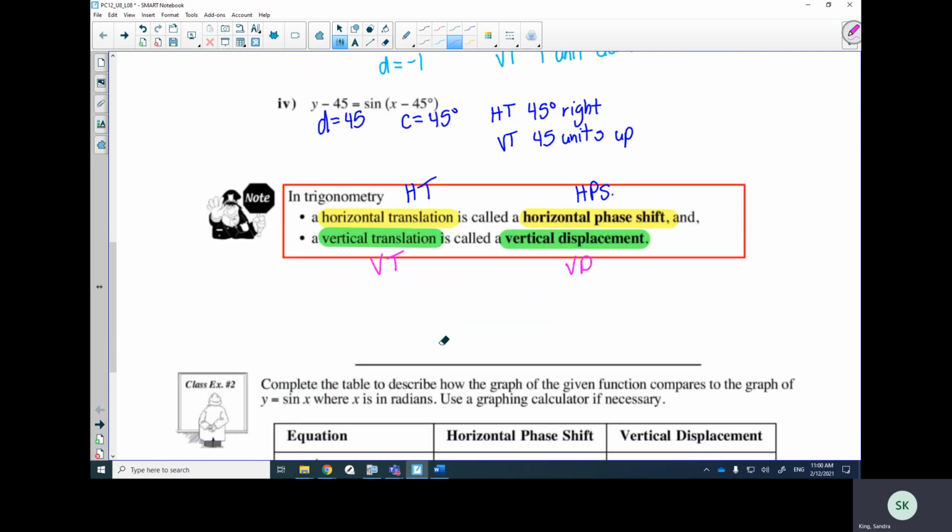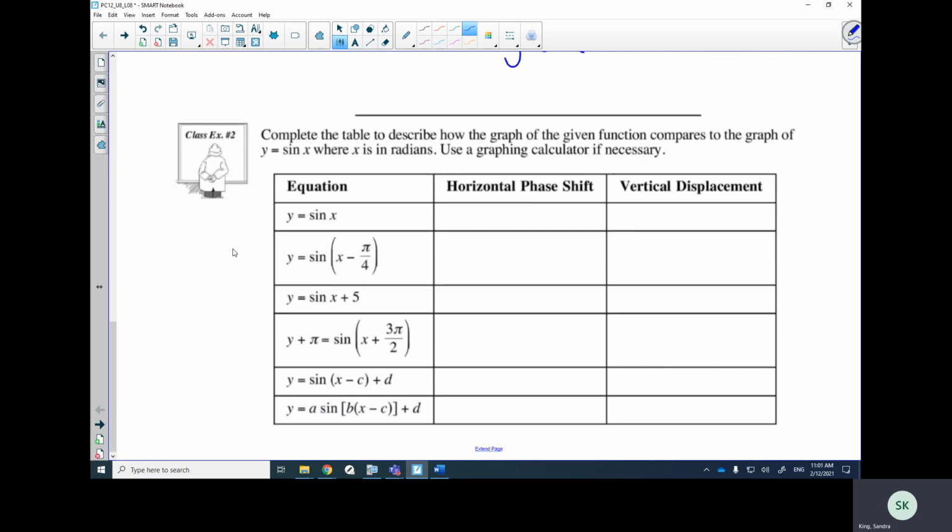So what that means is if I gave you this, y is equal to sine of x minus 30 degrees plus 5. Now, instead of saying, okay, we know this graph moves up 5 units, instead of saying vertical translation 5 units up, you would say VD, vertical displacement 5 units up. Instead of saying horizontal translation 30 degrees right, you would say horizontal phase shift 30 degrees right. So let's see if we could do that in class example 2.